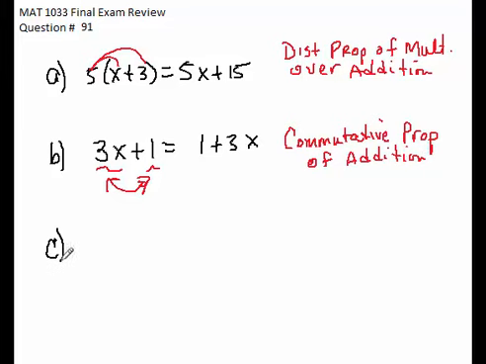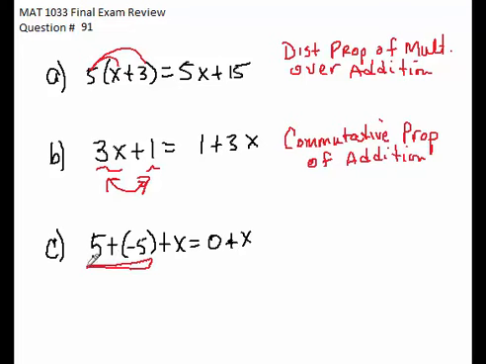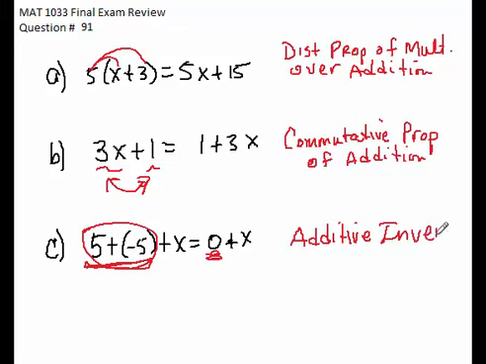And then part C, we've got 5 plus negative 5 plus x equals 0 plus x. And again, we want to know, based on what we started with on the left side, what property allows us to rewrite it as the right side. If you notice, the only thing that has changed is that 5 plus negative 5 has been replaced by 0. Well, 5 plus negative 5, that's a number plus its opposite, so addition, additive, and those are inverses of each other. So this would be additive inverse.